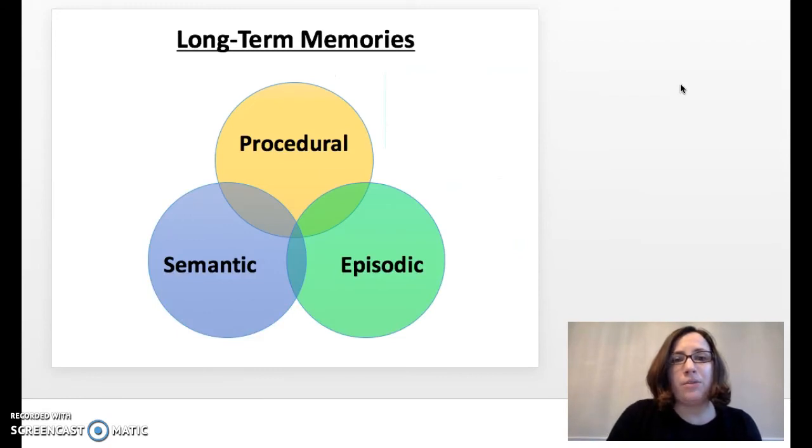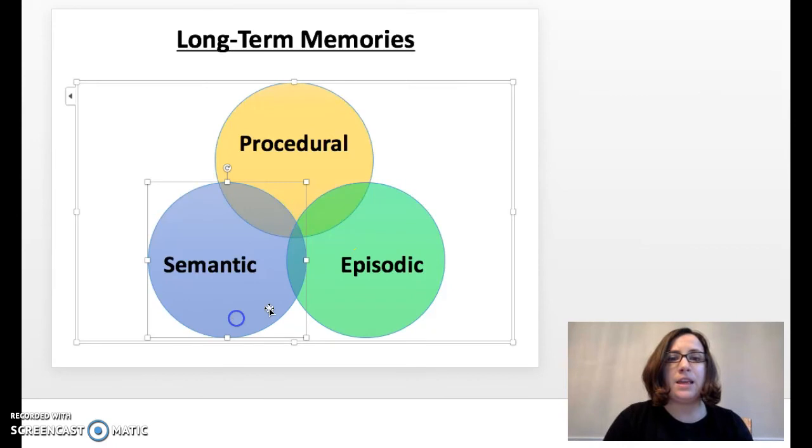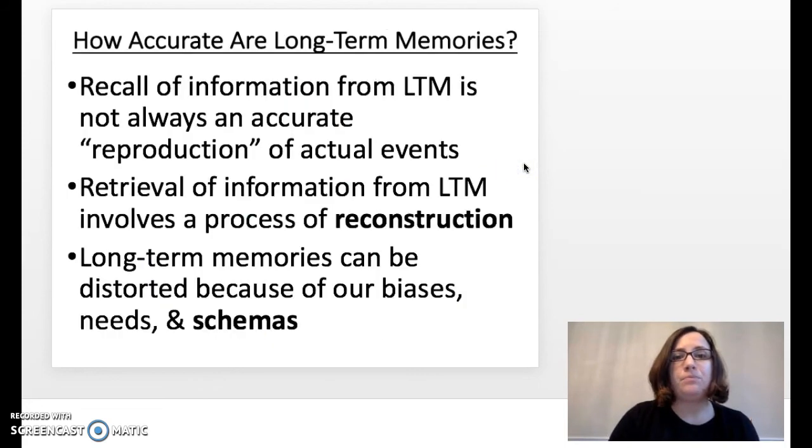So these are the three long-term memories that we talked about: procedural, semantic, and episodic. These two, semantic and episodic, would be considered explicit declarative memories because we're consciously aware that we have them. And then procedural memory is an example of implicit, or what we call non-declarative memory.